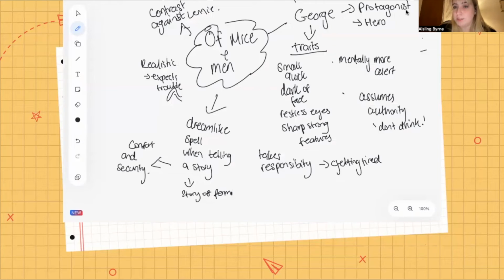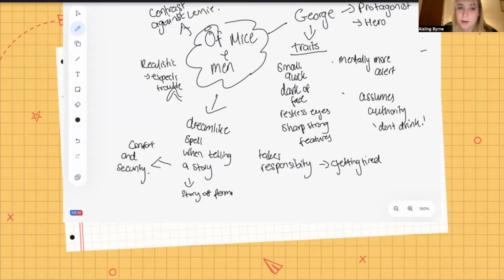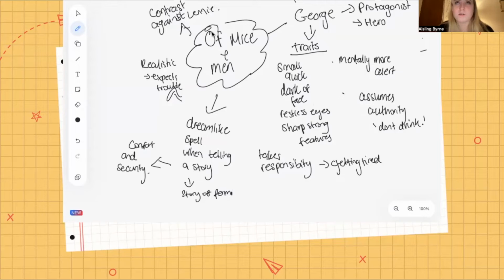He's a protagonist, he's the hero. I've got some quotes about traits here: small, quick, dark face, restless eyes, and sharp, strong features. That's his physical appearance, the direct information the author told me. Assumes authority. This is from his dialogue, how he's speaking to other characters. So I have Lennie over here, the character I'm using as a contrast, to talk about George.